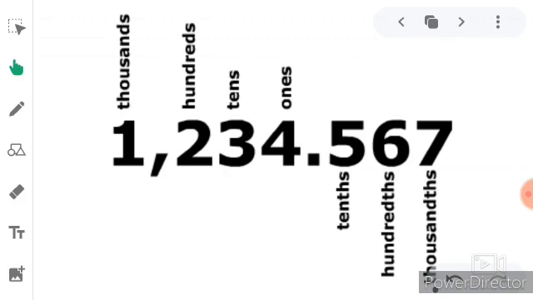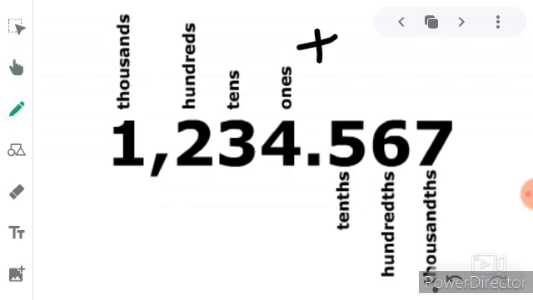So how can we read this number? 1234 point, this is your decimal point, then 567. How can we read it? This one, 4, is on the ones place, that is unit place. 3 is present on the tens place, 2 is present on the hundreds place, and 1 is present on the thousands place. After the decimal point, the first place is the tenths place.